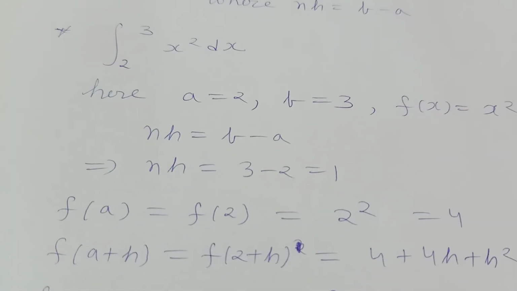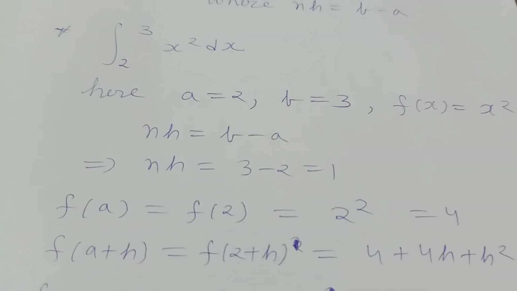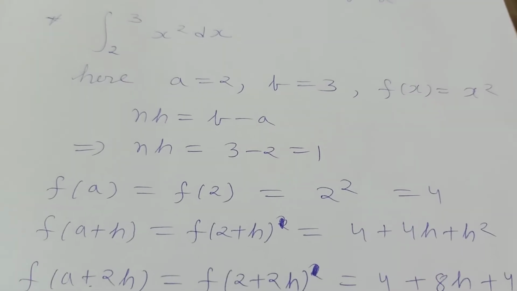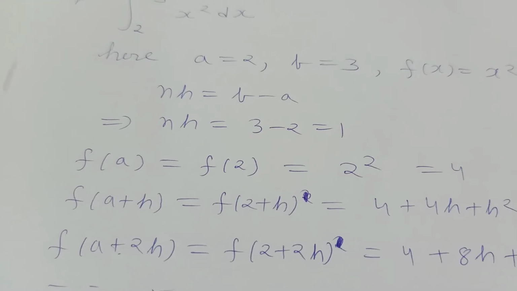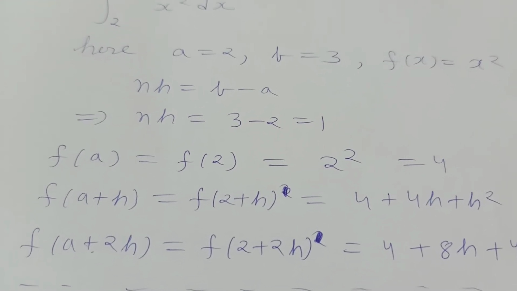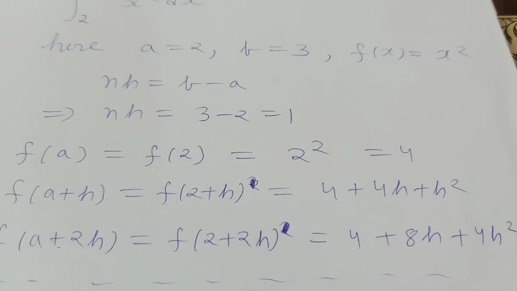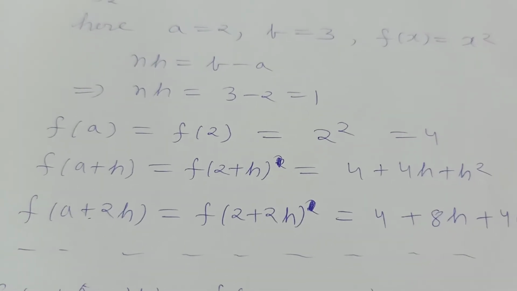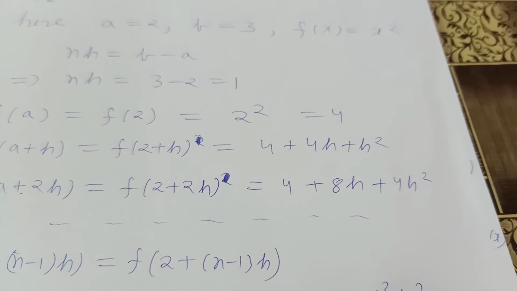Now f(a) = f(2), a equals 2, so f(2) equals 2 square, because f(x) equals x square, so it will come out as 4. Similarly, we will find the value of f(a+h), that is f(2+h). If we solve it, it will come out as 4 + 4h + h square. Similarly, the value of f(a+2h) is 4 + 8h + 4h square.